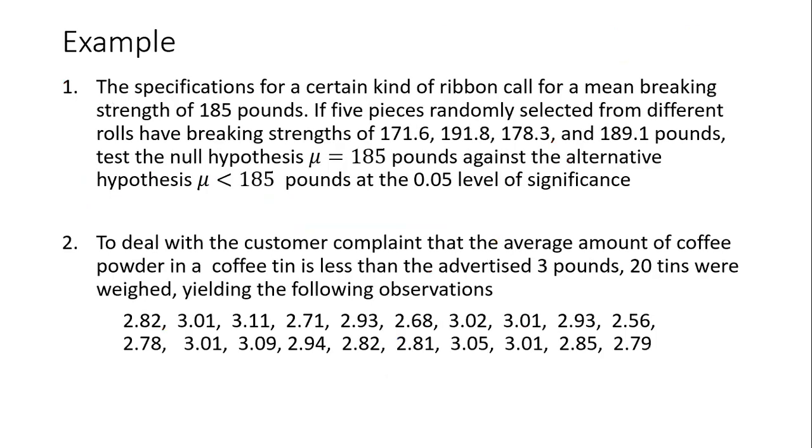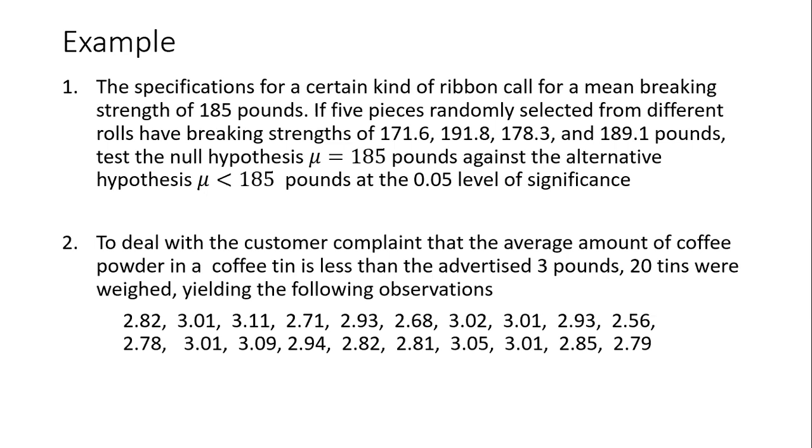So of course, they have some example. You're looking at the specifications of a certain kind of ribbon with a mean breaking strength of 185 pounds. If 5 pieces randomly selected from different rolls have breaking strengths of 171.6, 191.8, 178.3, and 189.1, test the null hypothesis of mu equal to 185 pounds against the alternative of mu less than 185 pounds at that level of significance. Is that understood?